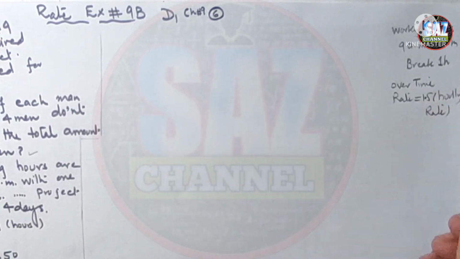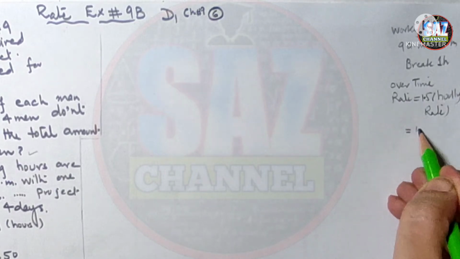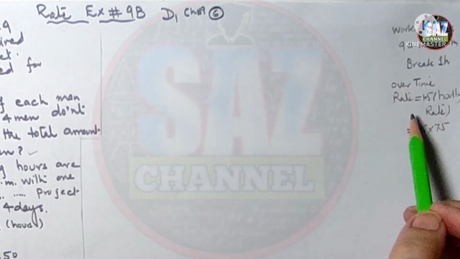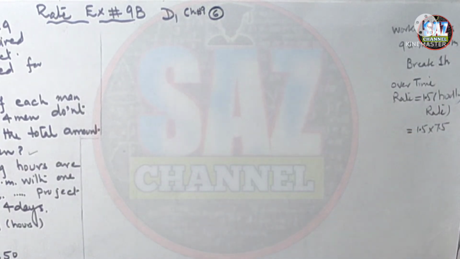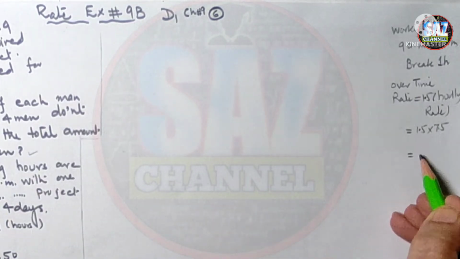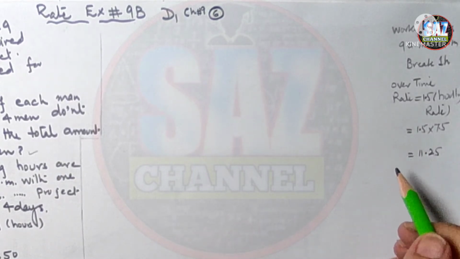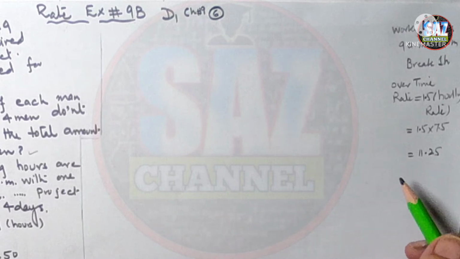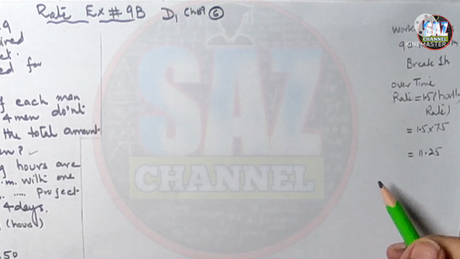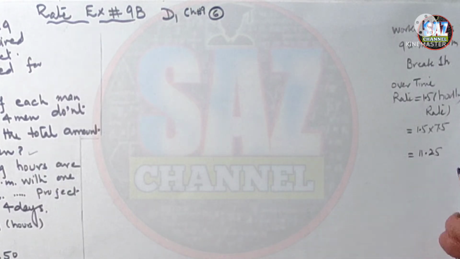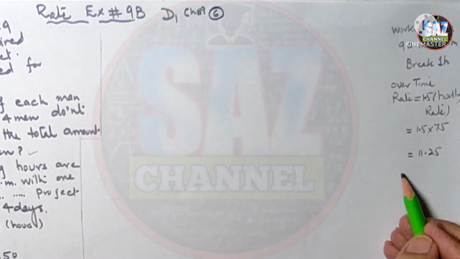And students, what is the hourly rate? That is 7.5. If they work for 1 extra hour, they will be paid 1.5 multiplied by 7.5, that is $11.25. $11.25 is the rate if they work for 1 hour overtime. Okay, and now the question says to find the total amount to be paid to the 4 men if the project has to be completed in 4 days.